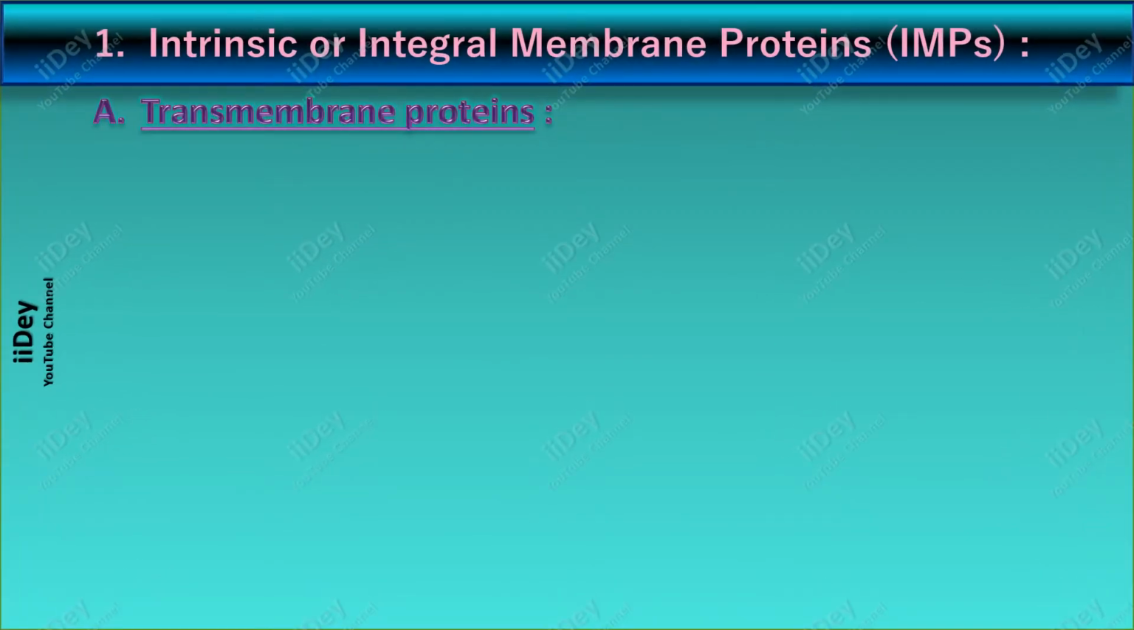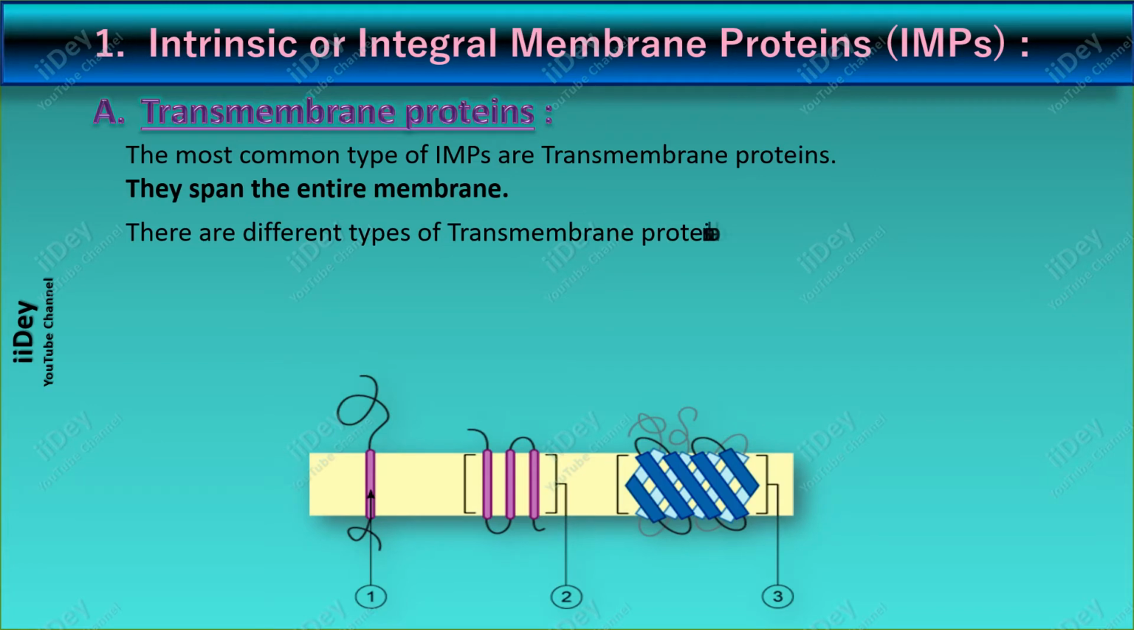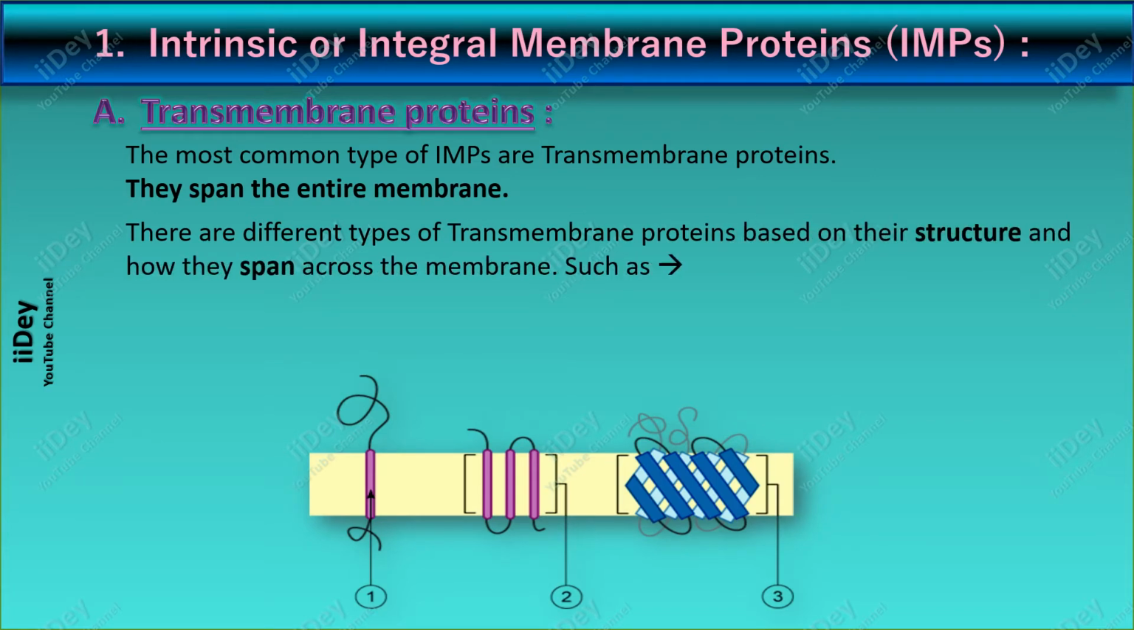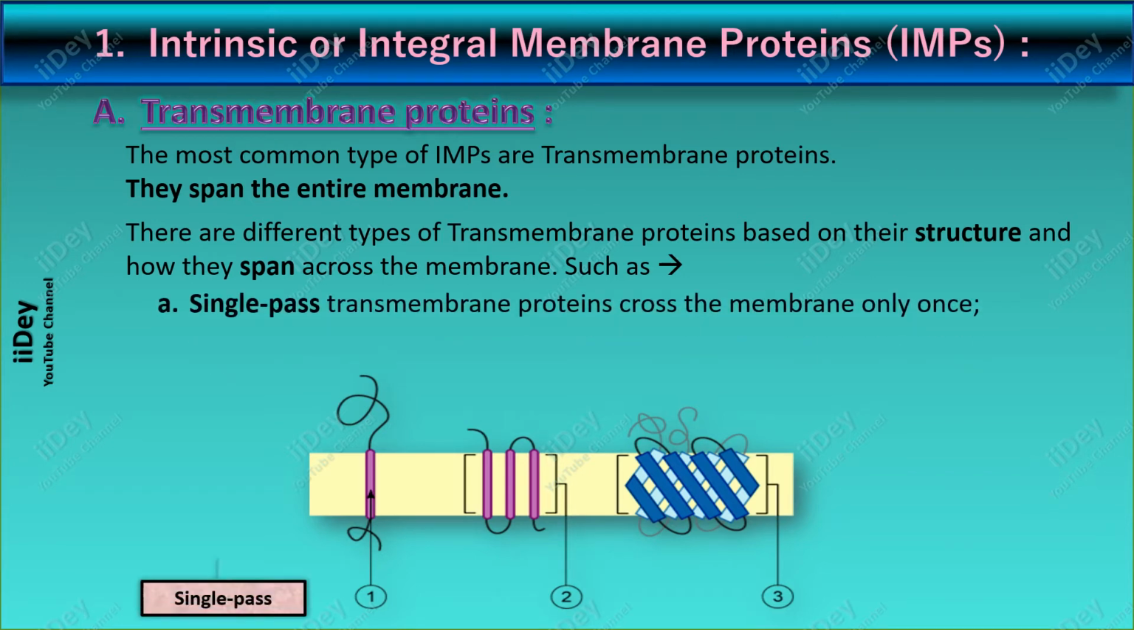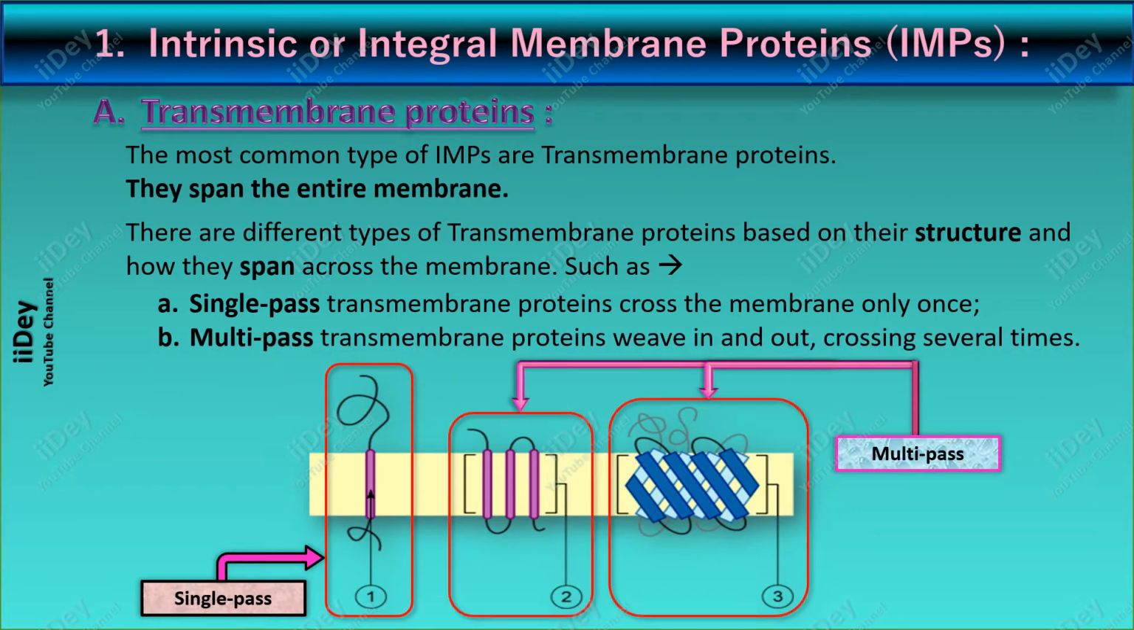A. Transmembrane proteins. The most common type of integral membrane proteins are transmembrane proteins. They span the entire membrane. There are different types of transmembrane proteins based on their structure, and how they span across the membrane. Such as, A. Single-pass transmembrane proteins, that cross the membrane only once. B. Multi-pass transmembrane proteins that weave in and out, crossing several times.